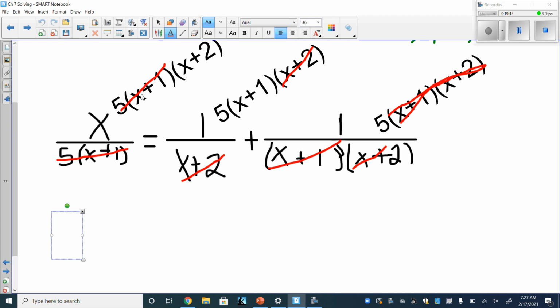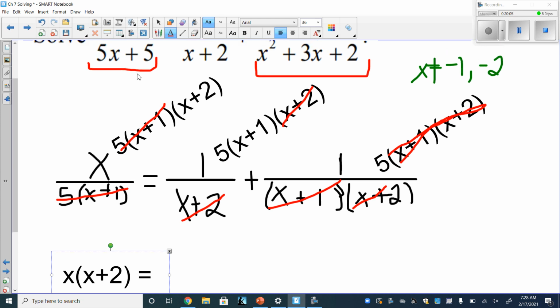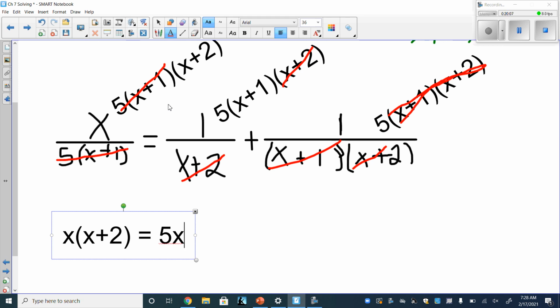So in our first one, 5 times x plus 1 canceled out, leaving us with x times x plus 2 equals, well, 1 times 5 times x plus 1. That's just going to be 5 times x plus 1. Well, wait a minute. Didn't we already know what 5 times x plus 1 is? We got it from right here, and that's just 5x plus 5. So we factored 5x plus 5 down to 5 times x plus 1. Well, I have it right here. 5 times x plus 1 is 5x plus 5. We can go on and put it back in. Plus 1 times 5 is 5.